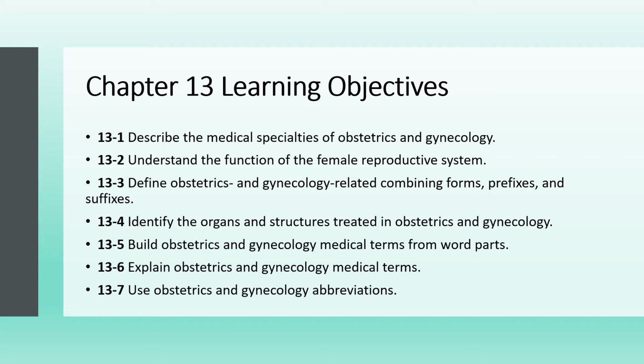The learning objectives for chapter 13 are to describe the medical specialties of obstetrics and gynecology, understand the function of the female reproductive system, define obstetrics, gynecology, and related combining forms, prefixes, and suffixes, identify the organs and structures treated in obstetrics and gynecology, build obstetrics and gynecology medical terms from word parts, explain obstetrics and gynecology medical terms, and use obstetrics and gynecology abbreviations.